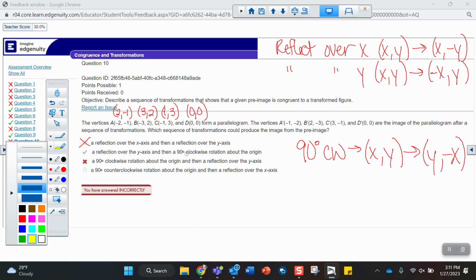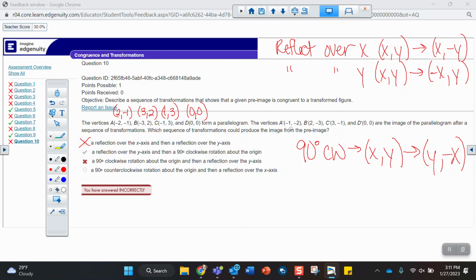Now if I'm going to do a 90 degrees clockwise rotation, it looks like they switch spots, and when the x moves to the back, it becomes negative. So they switch spots, and the 2 is going to become negative when it moves to the back. Switch them spots, and the 3 becomes negative in the back. Switch them spots, the 1 becomes negative in the back, and then obviously 0, 0, nothing changes there.